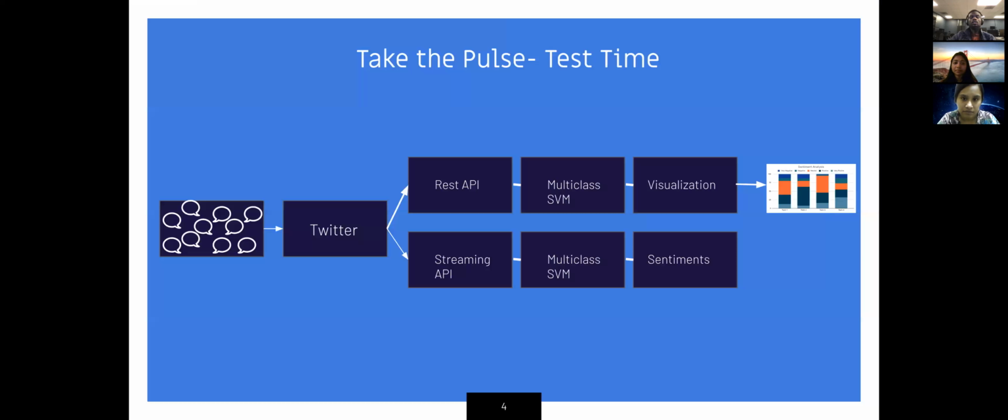Thank you, Deepika. So now we can explore what is inside this black box called Take the Pulse. Take the Pulse is an SVM model. And what happens during test time is, as you saw in the previous slide, we have all the tweets coming in through Twitter. On the back end we have two APIs: the REST API and the streaming API. The REST API allows us to grab tweets all at once, so we could grab, say, 1,000 tweets about a certain hashtag.